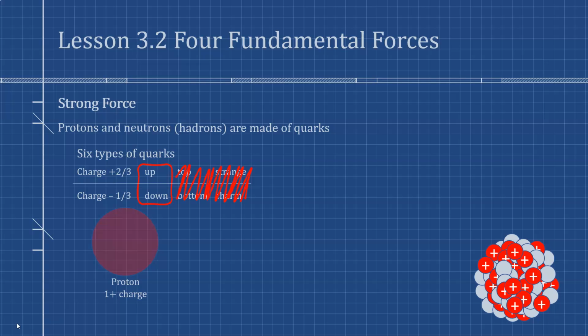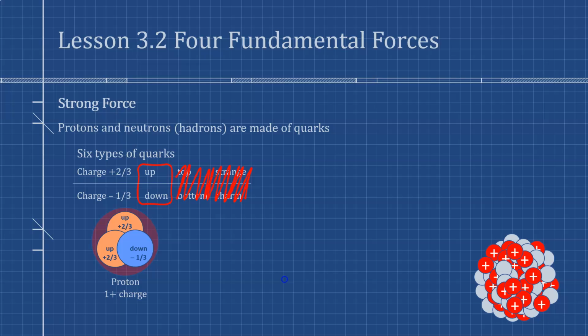Well, what is a proton? How do I get a particle with a 1+ charge? Well, I can put together 3 quarks to make a proton. Every proton is made of 3 quarks in the same kind of arrangement. I'm going to have 2 up quarks and 1 down quark. And remember, each up quark has a charge of 2/3 plus, and then my down quark has a charge of 1/3 minus. And when I put those together, I get a 1+ charge. 4/3 minus 1/3 is 1.